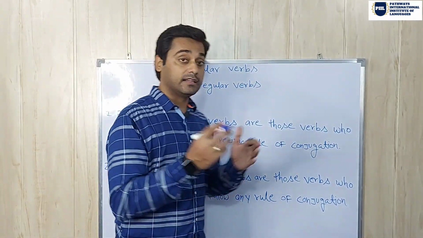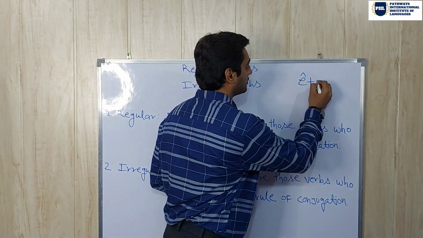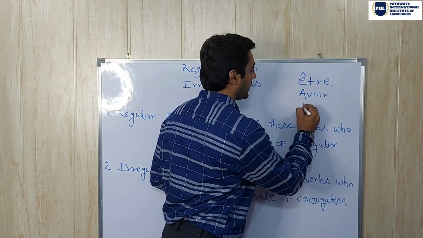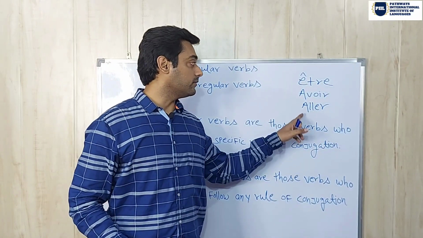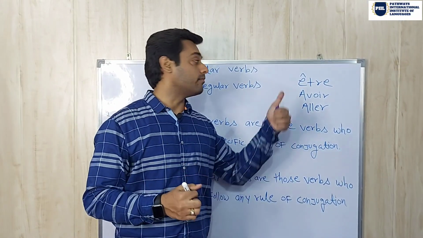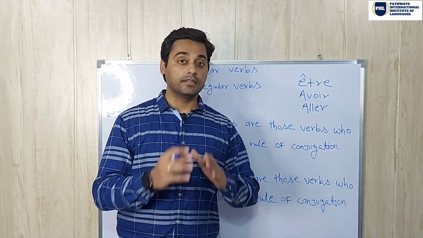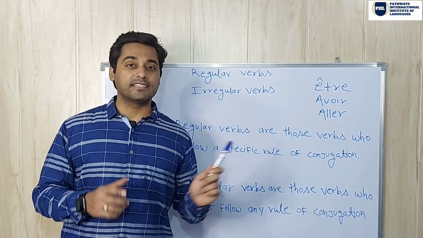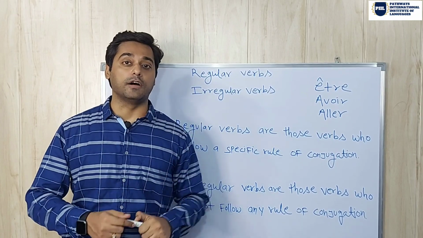For example, till now you have learned how many verbs? 3 verbs: être, avoir, and aller. You had to memorize them. Why? Because these verbs are irregular verbs. They do not follow any kind of rule of conjugation. So this is the first and foremost thing which everyone should know in French verbs.